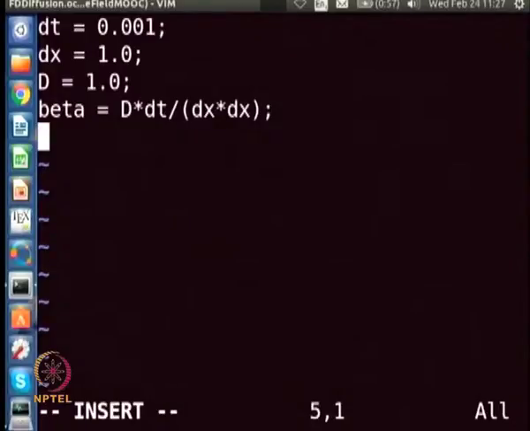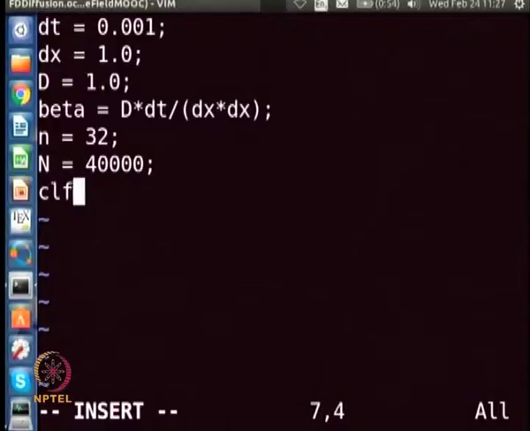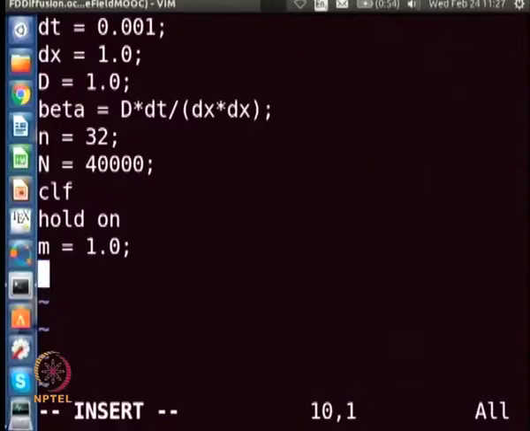I am going to take a system with 32 points, and the total number of time steps that I am going to run the simulation is 40,000. I am going to remove any old figure, so that is clear figure. I am going to use hold on, so that I can plot the initial profile as well as the later profile. I am going to take m is equal to 1. So, m basically tells how many wavelengths we are going to incorporate in the given domain. This is the initial profile that I am trying to make.